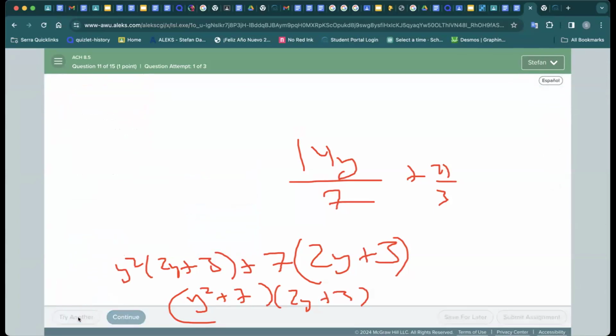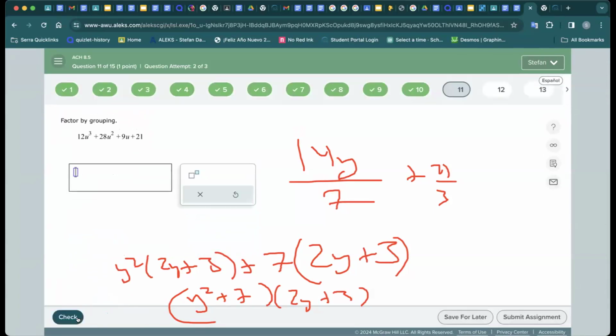Oh no, got that one wrong. So my last try and I had a typo. Oh no. Dude, it's the second time that happened to me today. Okay, so now do the next one.